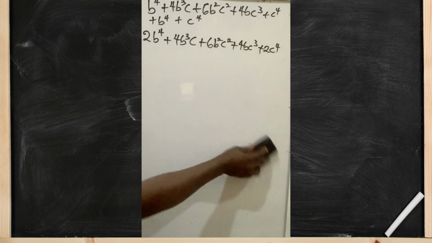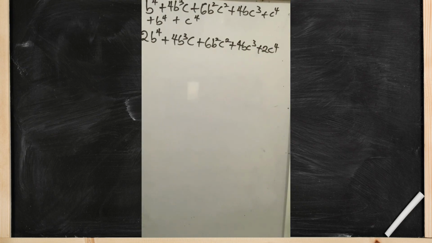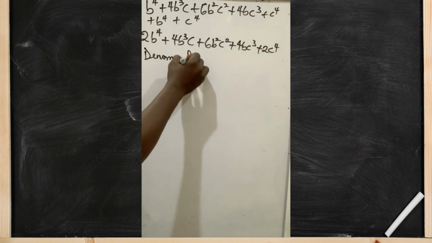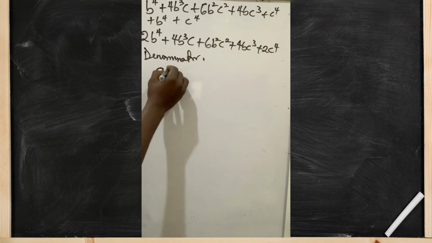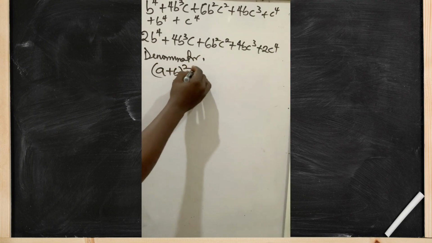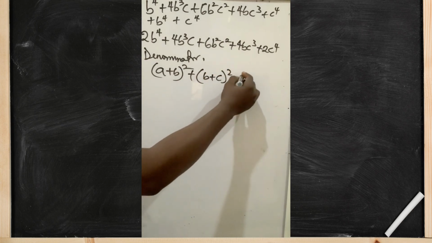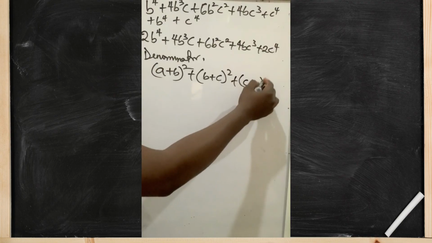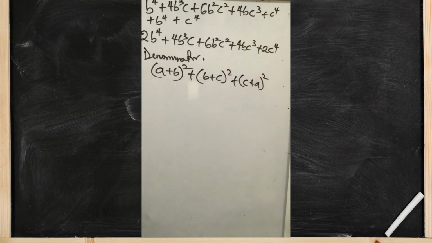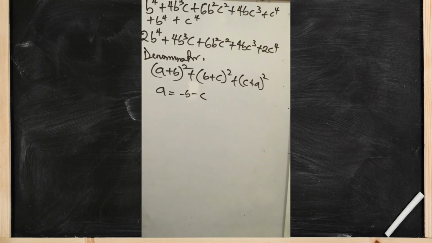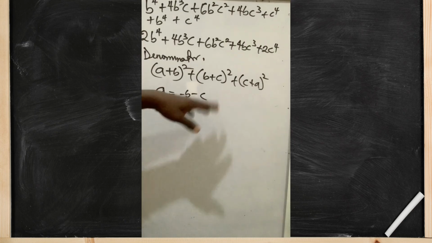So in order to get the value for the denominator, it's very straightforward. You know our denominator value was written as (a plus b) squared, then (b plus c) squared, then (c plus a) squared. And also don't forget that our a equals minus b minus c. So we can substitute our a into this in order to get the value.